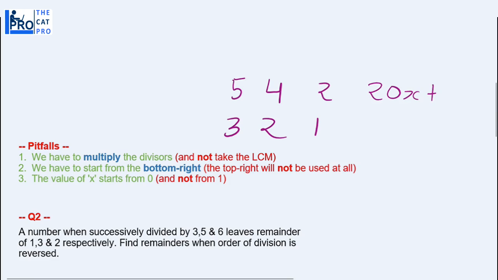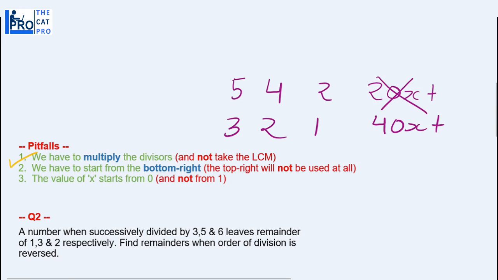No, but we do not have to take the LCM. This is wrong. We have to multiply the divisors and not take the LCM. This is our first pitfall. So 4 into 2 is 8, 8 into 5 is 40. So our answer will be 40x plus something. Okay. So the first pitfall, as you can see, is we have to multiply the divisors and not take the LCM.